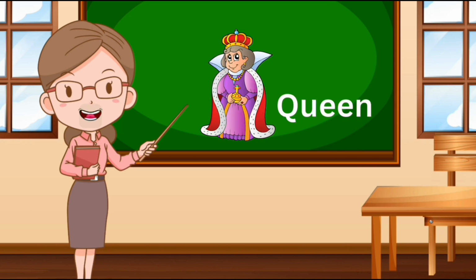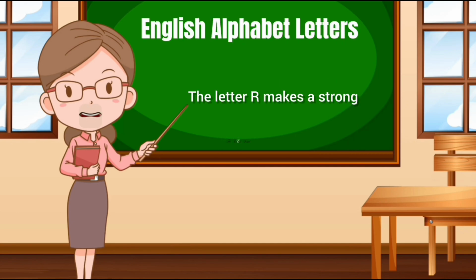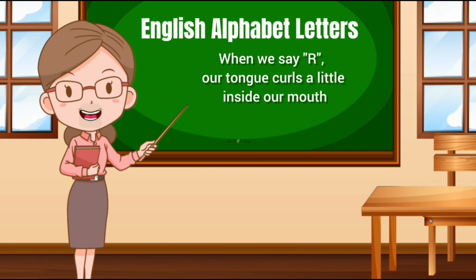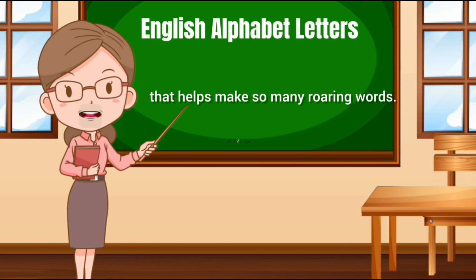For queen. Perfect. This is the alphabet letter R. The letter R makes a strong, growly sound that's fun to say. For example, when a lion roars or when we make a car go vroom. That's the sound of R. We can hear it at the start of words like rain, rabbit, and robot. When we say R, our tongue curls a little inside our mouth and we make a rolling sound. It's a powerful consonant sound that helps make so many roaring words.